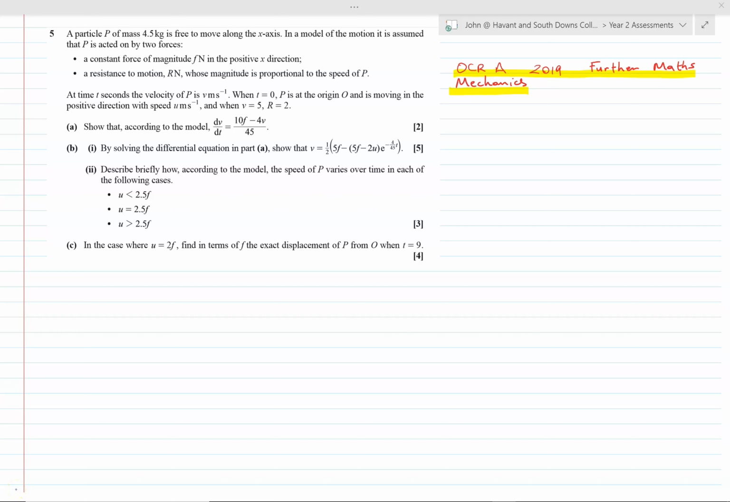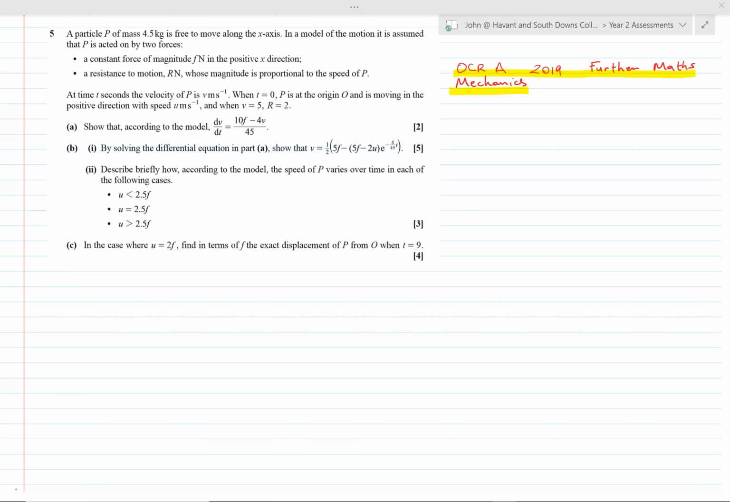Okay, question 5 of the 2019 OCR A Further Mechanics paper. It's a modelling question with differential equations. It's the kind of question you could potentially see on the pure part of the paper, I believe, because it really is only applying F equals ma. But anyway, it's on the mechanics part, so that's neither here nor there. But it's modelling, and I suspect there's going to be lots of these types of questions in coming years.